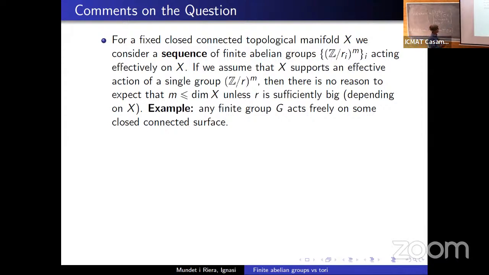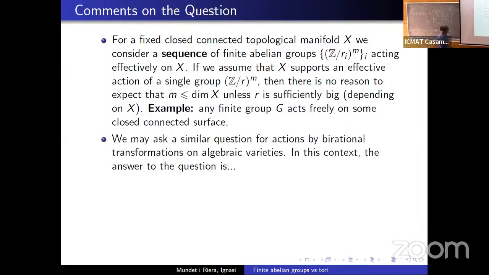And to illustrate this, take into account that for any finite group G, you can find a compact connected surface on which the group G acts. So you can take Z mod 2022 to the 3. This acts freely, in fact, on a compact connected surface.